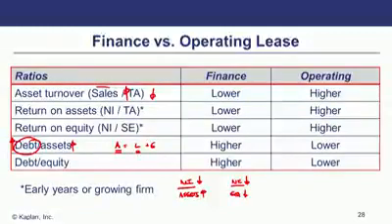Debt to equity as well, debt goes up. Equity drops by a tiny little amount via retained earnings. So again, higher leverage ratios. So notice, a finance lease means worsening of your asset turnover, worsening of return on assets, worsening of return on equity, worsening of your leverage ratios. Pretty bad news, finance leases versus operating leases.